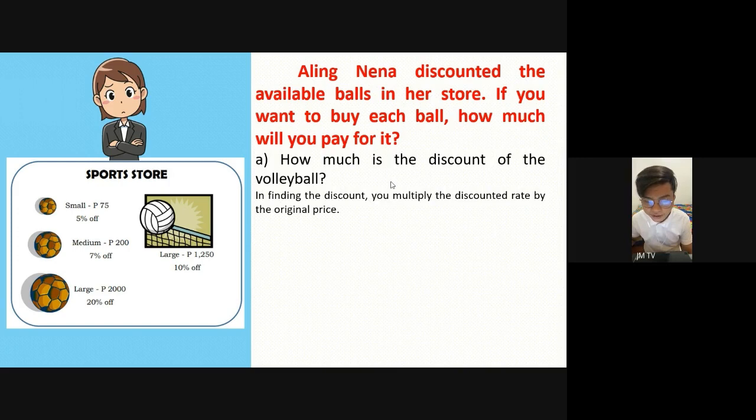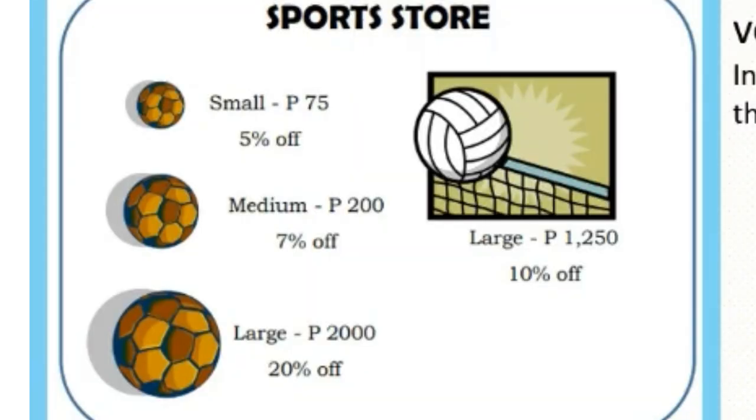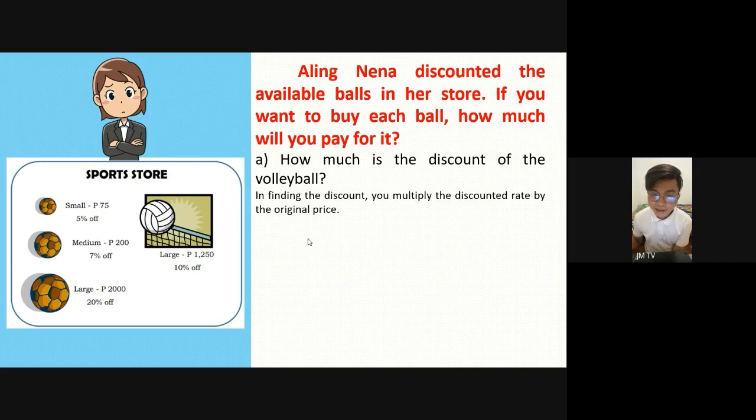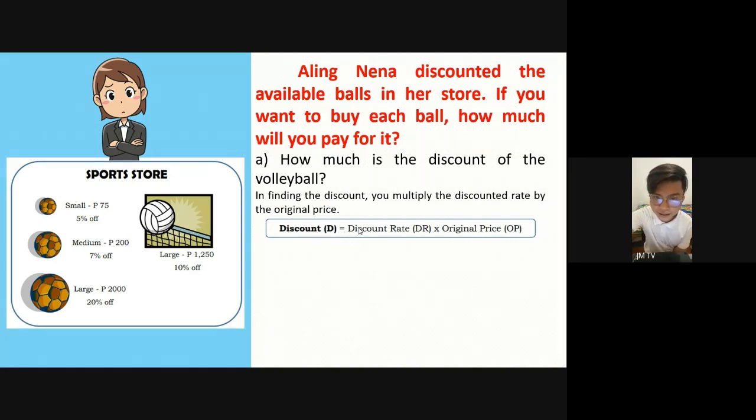In finding the discount, you multiply the discount rate by the original price. Ano ba yung original price natin? 1,250 po. Okay, 1,250, that's the original price of the volleyball. Imumultiply lang daw natin siya sa discount rate. Ano yung discount rate natin dito sa given problem natin? 10% off. Okay. But, to make sure, we have to use this formula. So, discount or D is equals to discount rate times the original price.